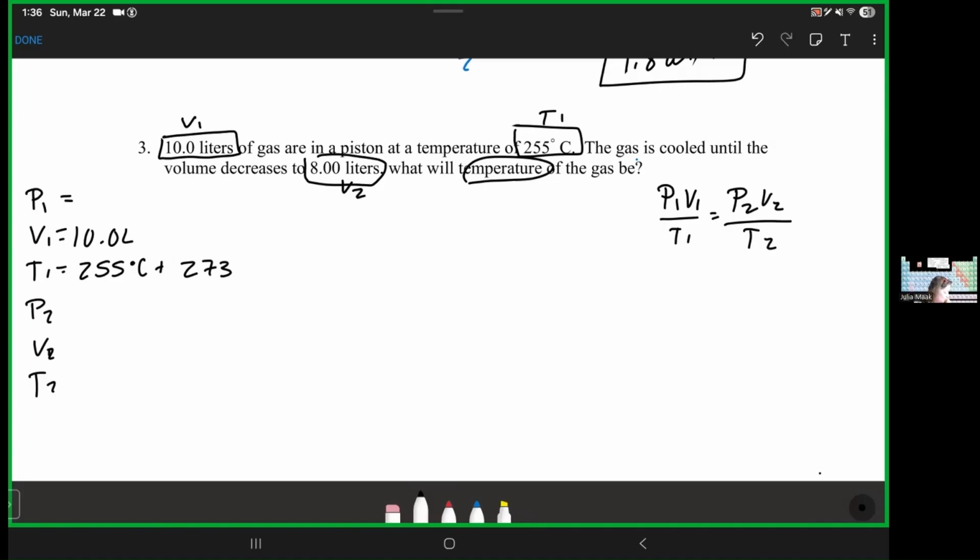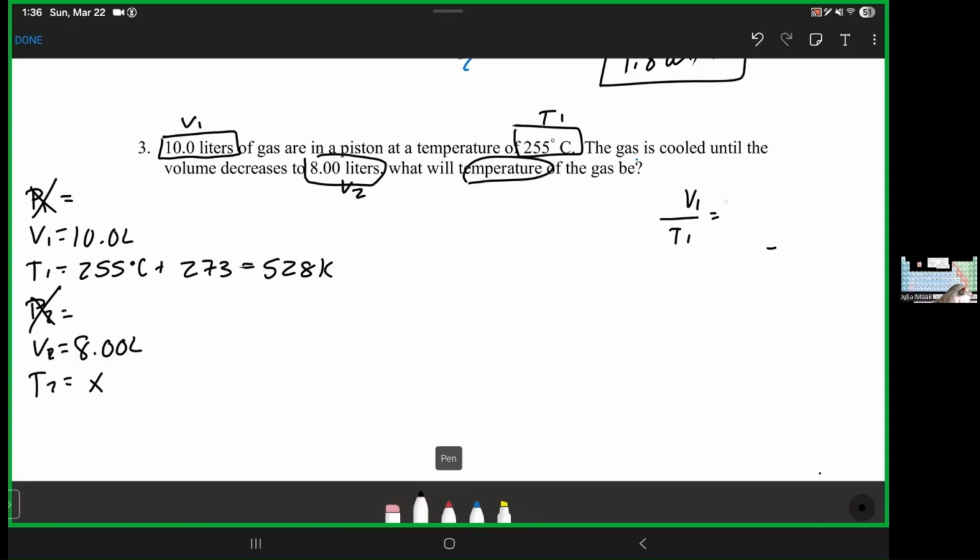Okay. So when I do that, let me see, I don't think I have my temperatures written down on here. 255 plus 273. Oh, I am totally hitting the wrong buttons here. I get 528, so that's 528 K. They never mentioned a second pressure. My second volume is 8 liters. And my second temperature is what we're looking for. So they never mentioned the pressure. We can ignore the pressure in this equation up here. And we get V1 over T1 equals V2 over T2.